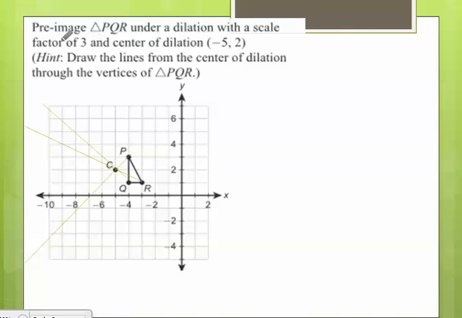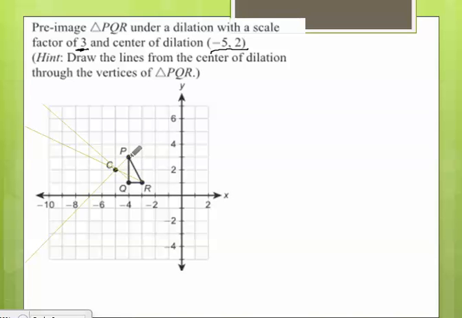Here, this one's saying the pre-image of PQR. Here it is right here, PQR. That's the pre-image under a dilation with a scale factor of 3. 3 means it's going to get bigger. It says the center of the dilation is (-5, 2). I want you to notice what it's doing. See, (-5, 2) is right here at point C.